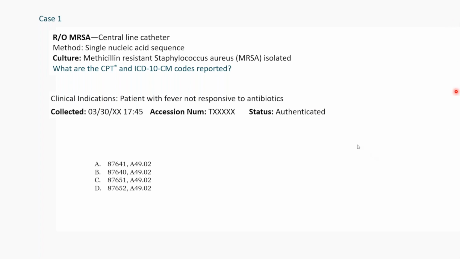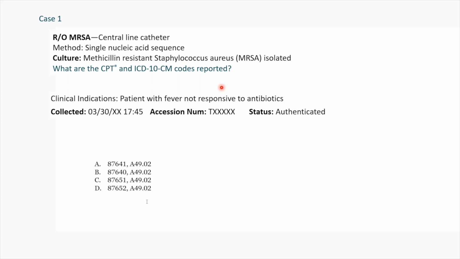A, 87641, A49.02. Answer B, 87640, A49.02. And C, 87651, A49.02. And D is 87652, A49.02. MRSA, central line catheter. Method: single nucleic acid sequence. Culture: methicillin resistant Staphylococcus aureus, MRSA, isolated. What are the CPT and ICD-10-CM codes reported?